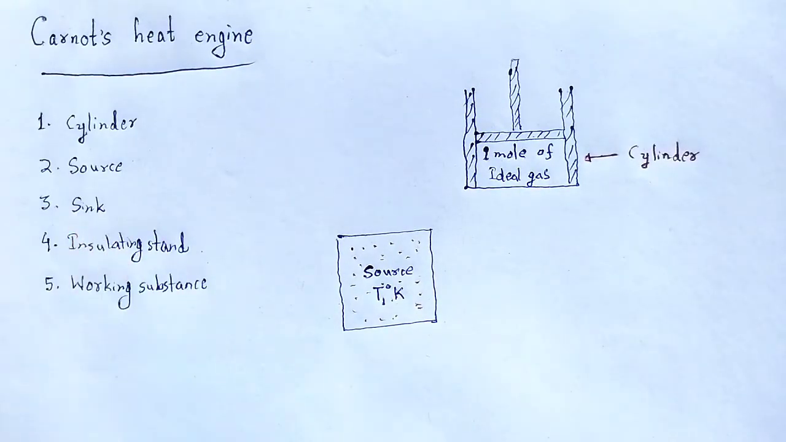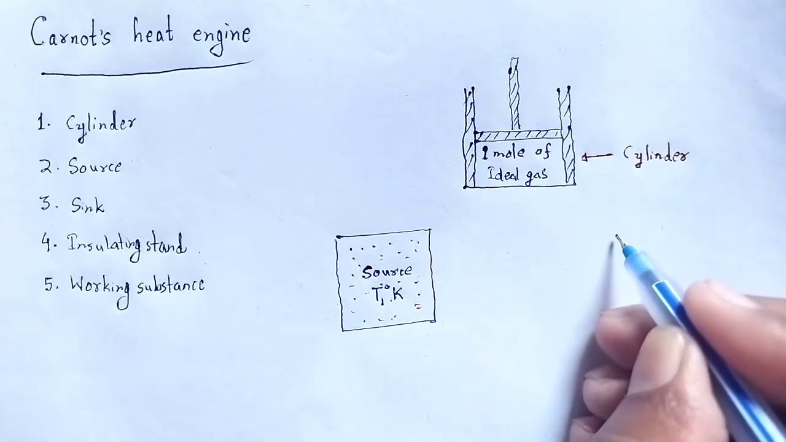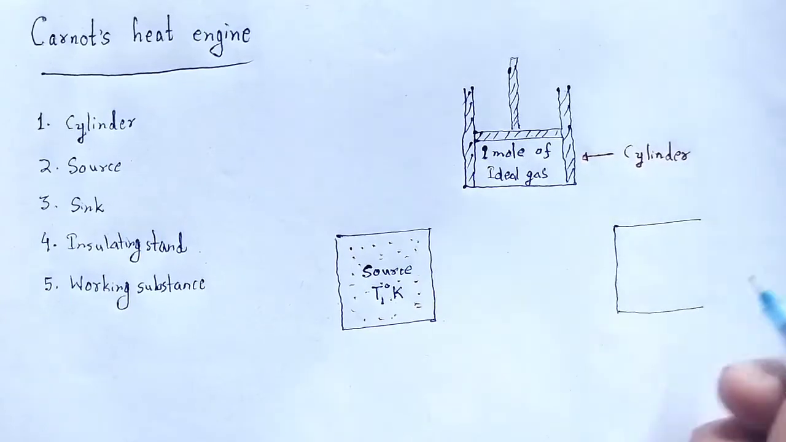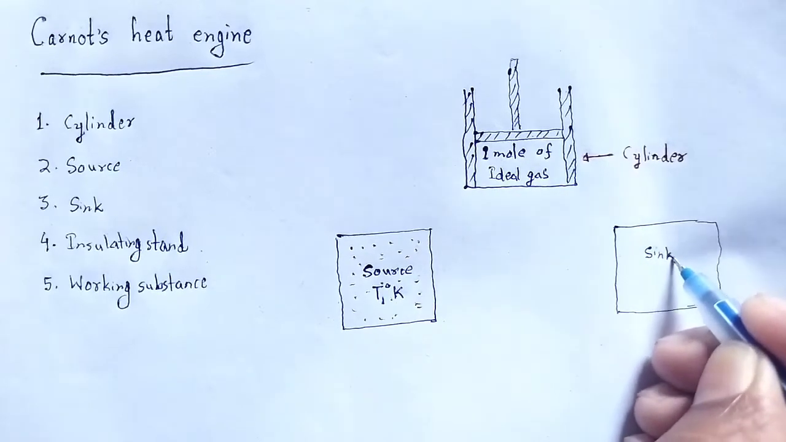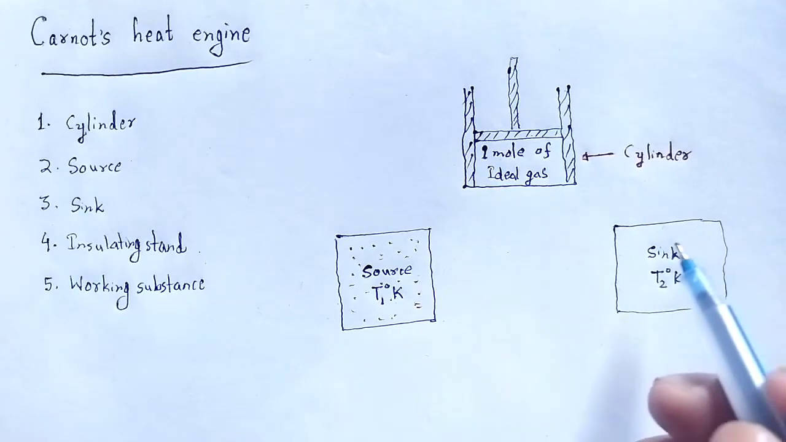Next, the sink, the same as in the heat engine. It is a cold body, or a reservoir maintaining a constant lower temperature at T2 degree Kelvin, and similarly it has a very large thermal capacity such that if a certain amount of heat is given to the sink, its temperature remains unchanged. So, we draw the sink here. That is the sink at T2 degree Kelvin.